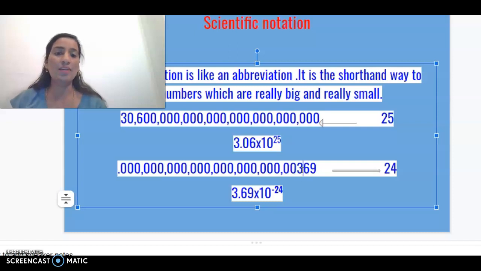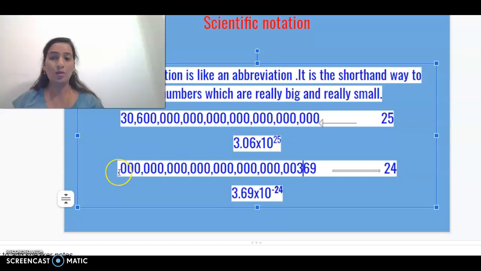So the decimal will come here. We have to shift the decimal from the left hand side to the right, so that there is one non-zero digit number to the left of the decimal point. So the decimal will come exactly here, between 3 and 6. Now we have to rewrite it, 3.69.